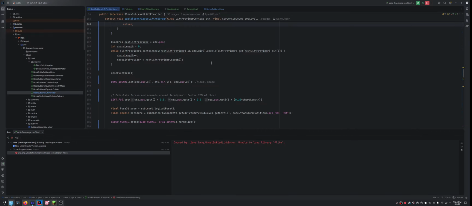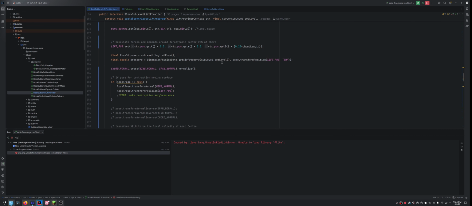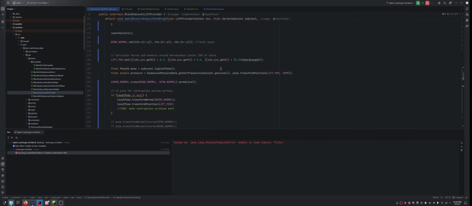Okay, then we count back to get the chord. So we count the blocks backwards to get the chord. We're just looking south, basically. If there's a wing block, go back more, wing block, go back more. Okay, got the chord length. So now I know the chord length, and I can do some calculations.